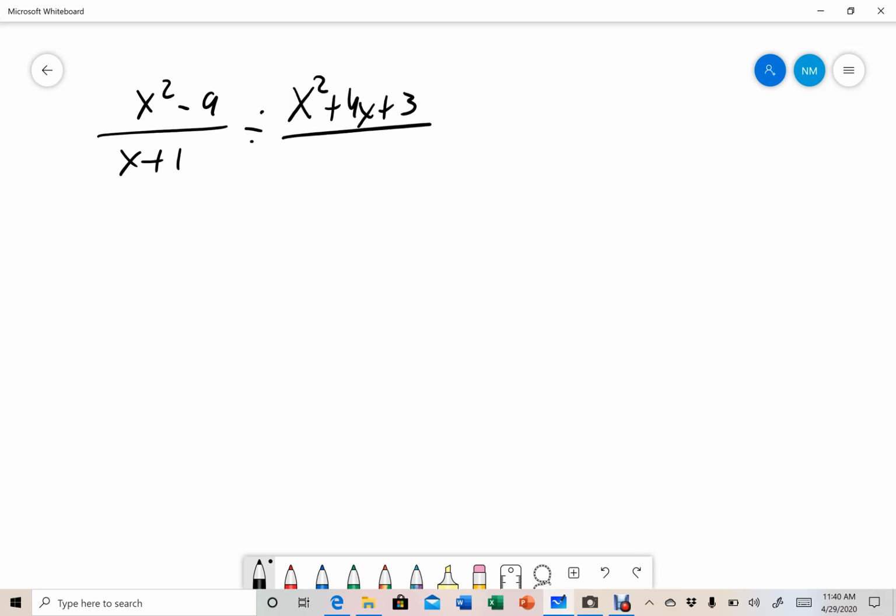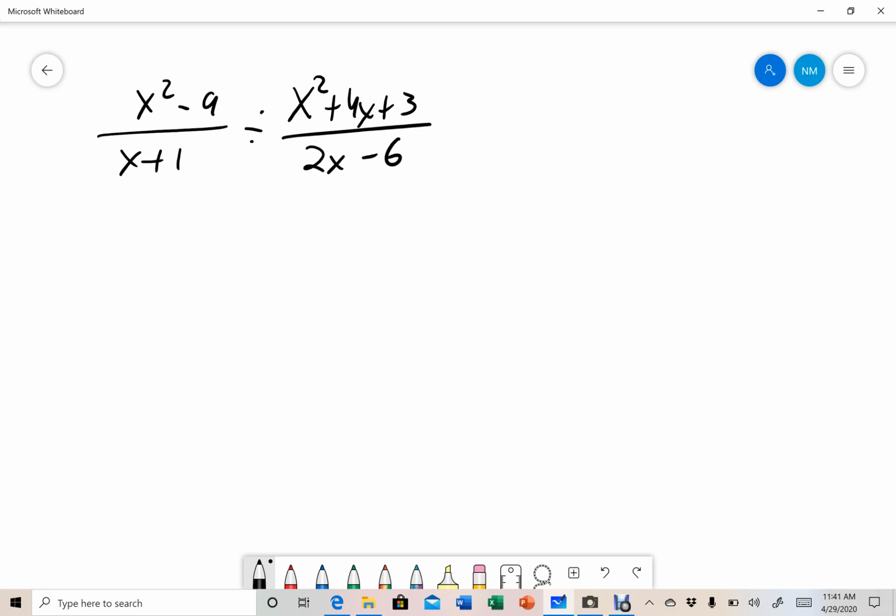Let's look at example B. Just like before, they get a little more complex as we go through here. So I've got x squared minus 9 over x plus 1 divided by x squared plus 4x plus 3 over 2x minus 6.